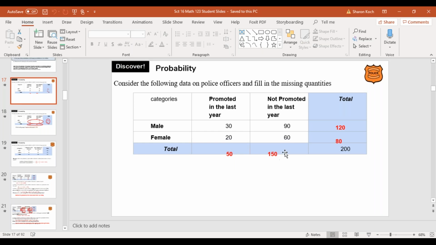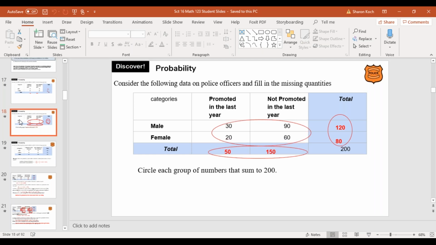Now, the thing about a probability table is we're going to have two totals. We're going to have a vertical total and a horizontal total. Both of these should total up to the grand total in the lower right-hand corner here. So both of these should add up to 200, and you can see both of these numbers do. So here's how we're going to be using a probability table. Okay, so which group of numbers sum up to 200? Well, all these numbers in the middle will add up to 200, which represents either these two numbers or these two numbers here.